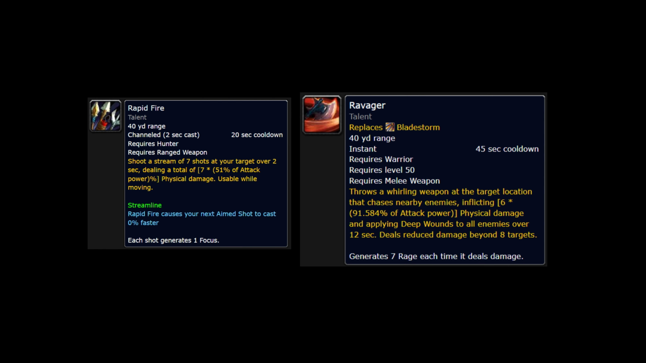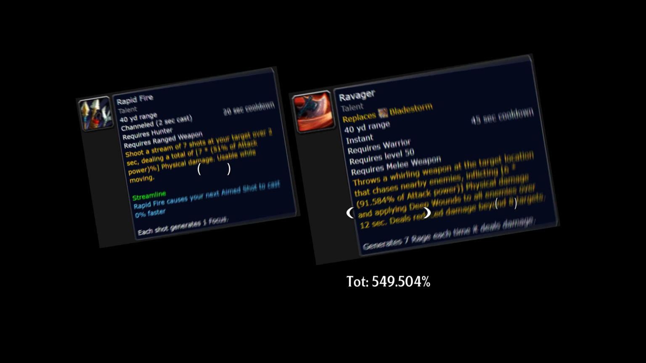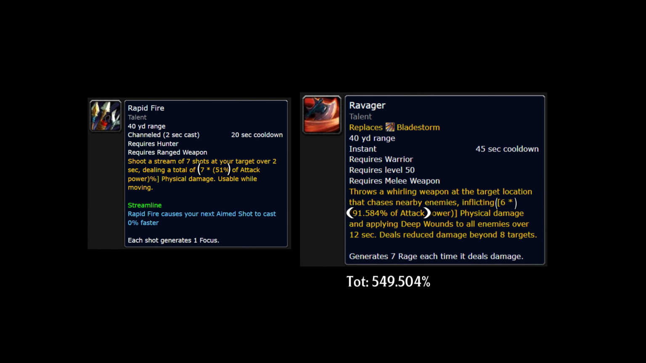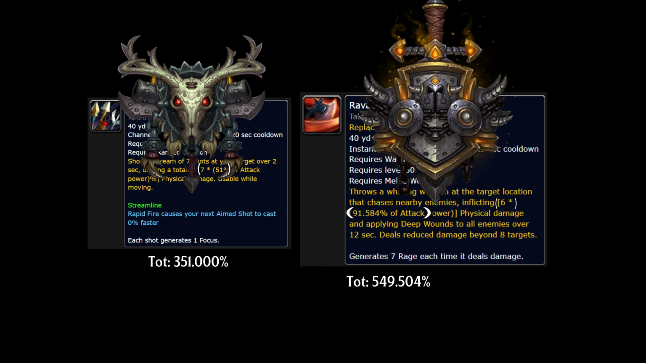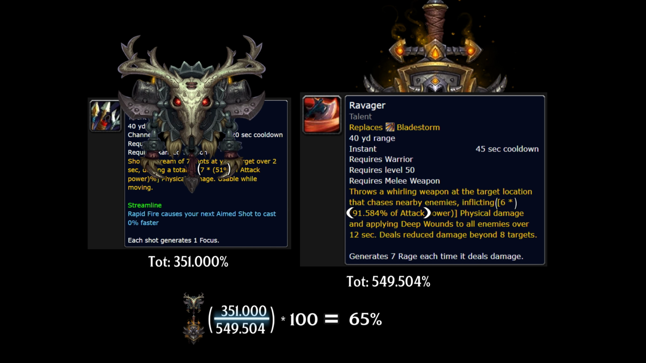Well, if I were to compare the hunter's rapid fire to, let's say, a Fury warrior's ability called Ravager. Ravager, as far as I know, has, was it 6 outgoing hits, each at 91.584% of the total attack power, providing a total yield of 549.504% of the warrior's attack power. So, if we were to compare the hunter to the Fury warrior, then the hunter's rapid fire would only amount to almost 65% of the damage profile of the warrior's Ravager.